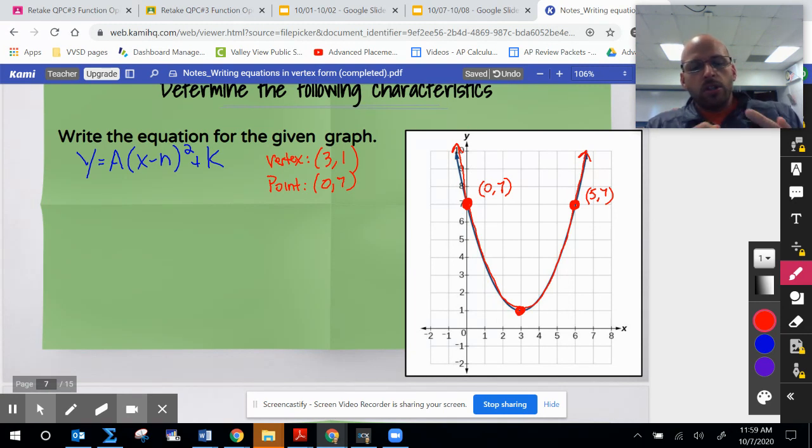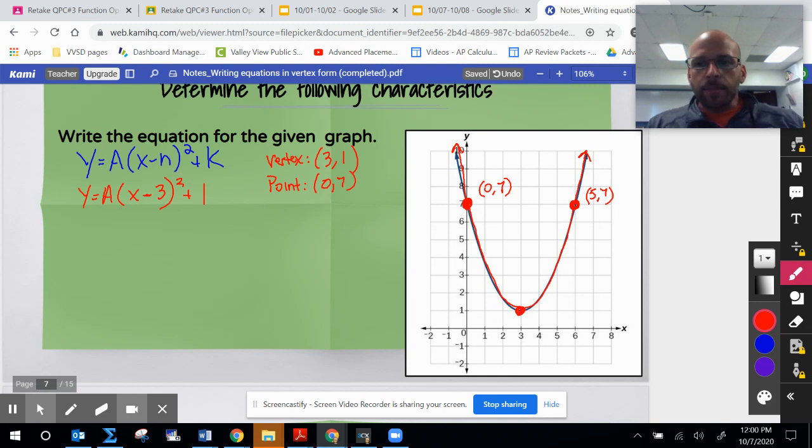All right, and I'm going to do this step by step. So I'm going to start, I'm going to write y equals, and I'm going to plug in the vertex. So x minus the h. Now, minus the h means I'm going to take the opposite of my vertex value, which was 3. So I'm going to say (x - 3) squared plus 1.